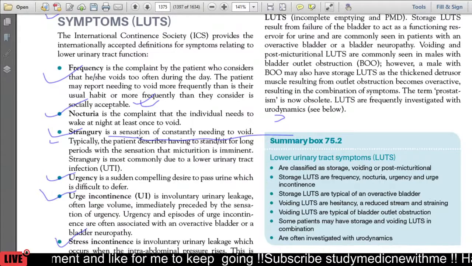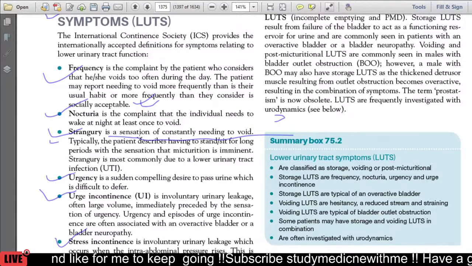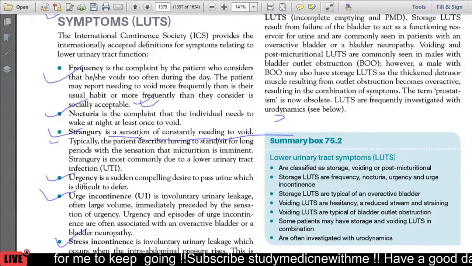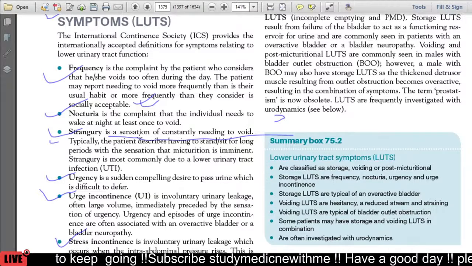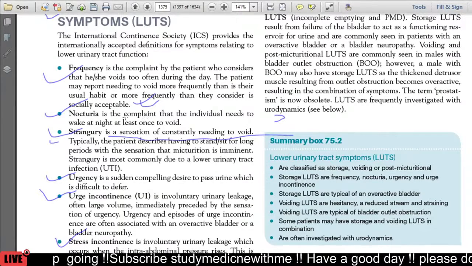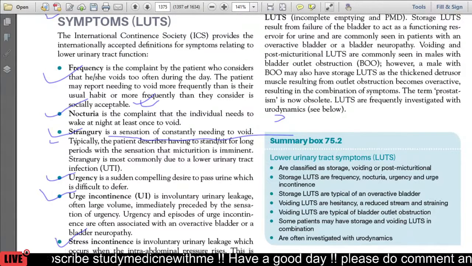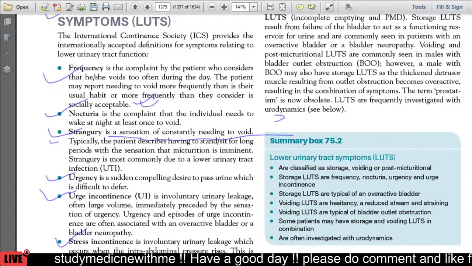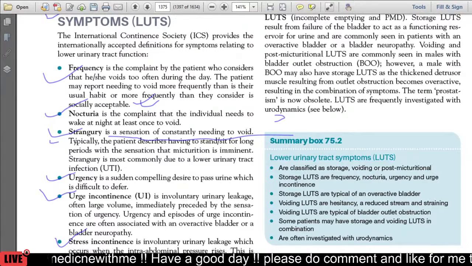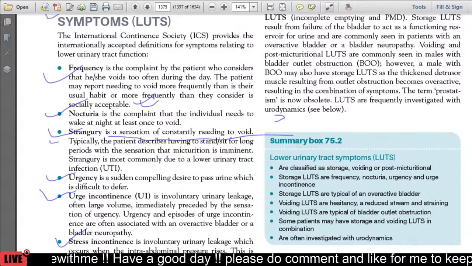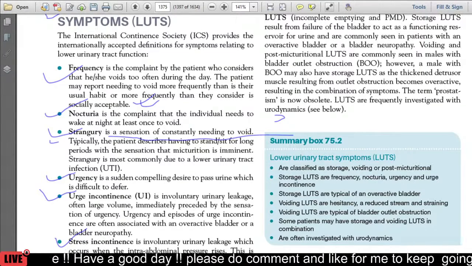There is also something called urgency. Urgency is an acute or sudden desire to urinate. And urgency incontinence means incontinence that comes after the urgency, or leaking of urine after an urgency.